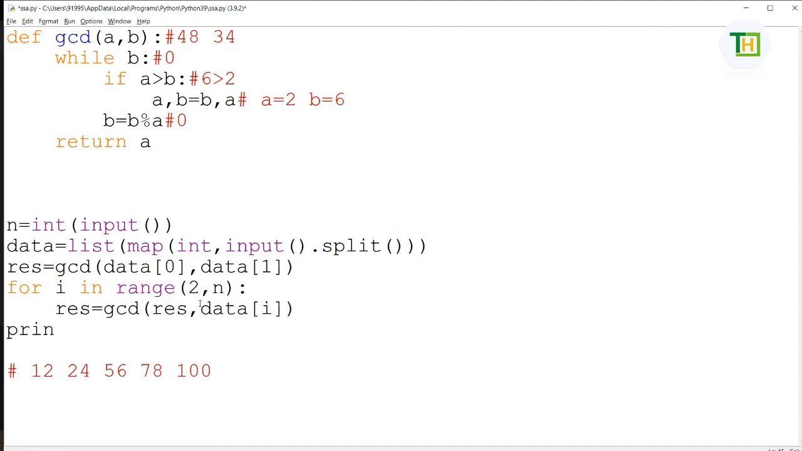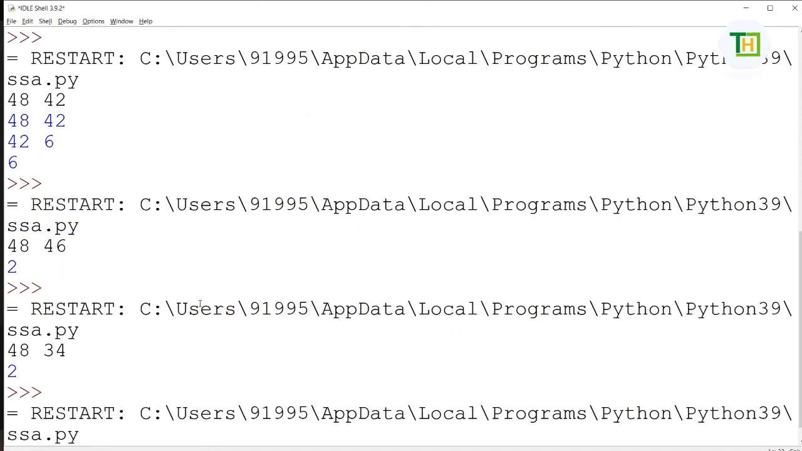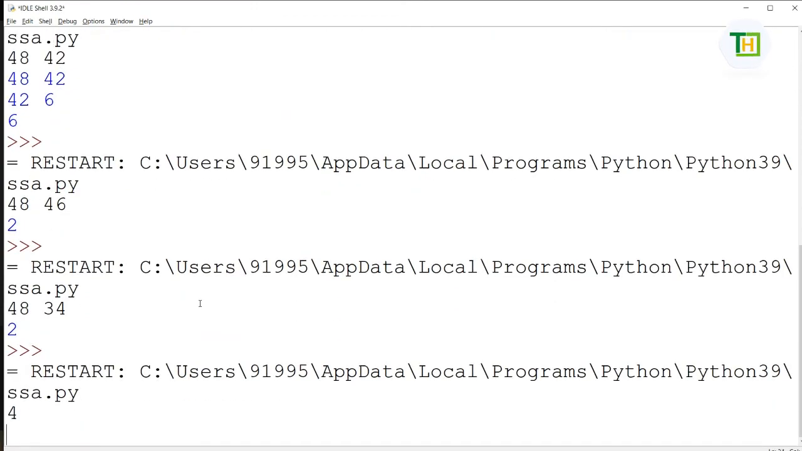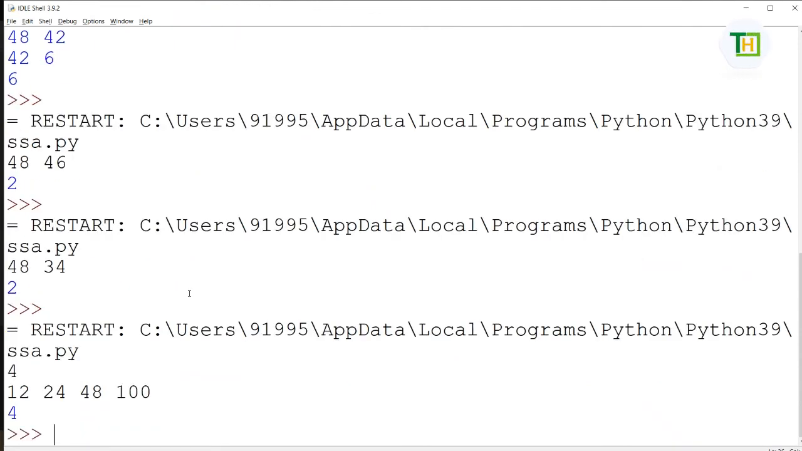And finally, I'm going to print the result. For example, if I execute it with 4 numbers, 12, 24, 48, and for example 100, it is going to return the GCD of the total numbers, which is going to be 4 here. How is it going to be 4?